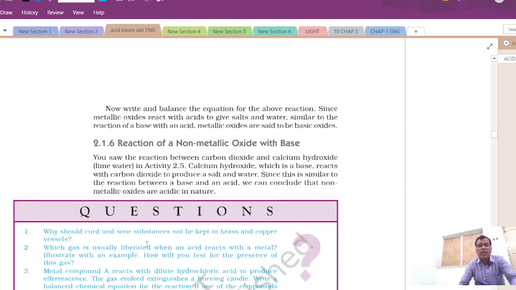So please remember this line. This is a very important concept. Metallic oxides are said to be basic oxides. Why are metallic oxides called basic oxides? Because as a base reacts with an acid and forms salt and water, in the similar way a metallic oxide also reacts with the acid and forms salt and water. That's why a metallic oxide is said to be a basic oxide. Okay friends, these are basic oxides.